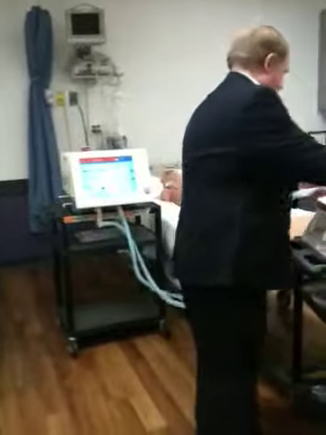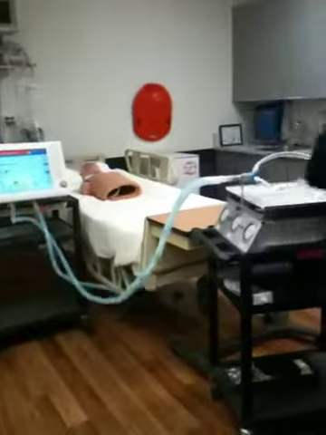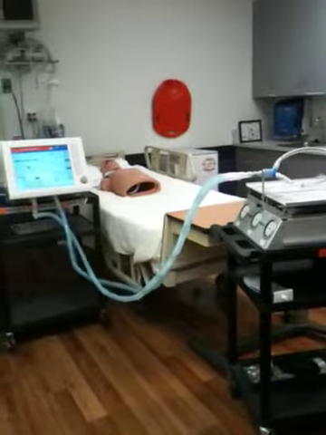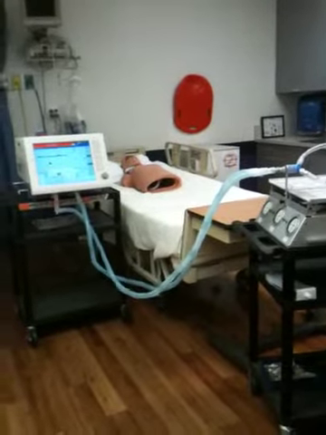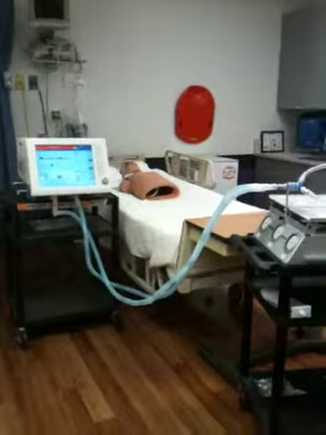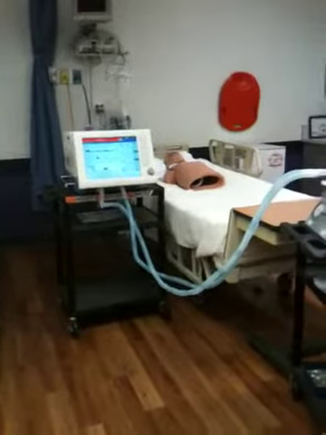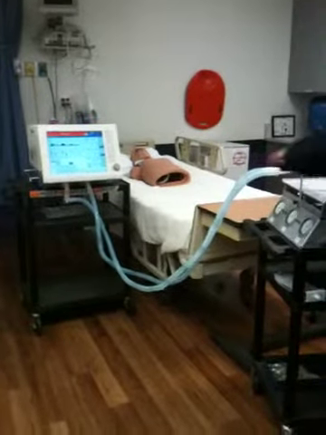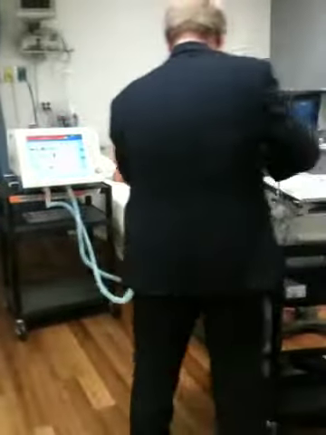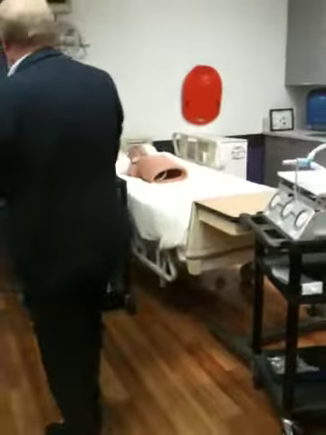One more adapter. Yeah, you can throw those in there. These two guys here, both of them have been intubated earlier today.